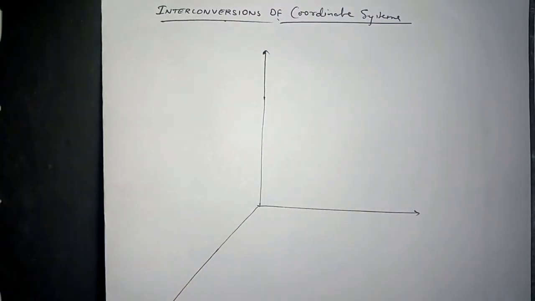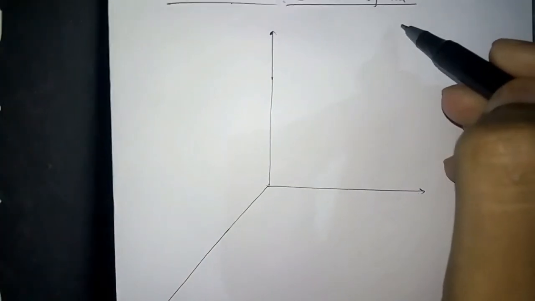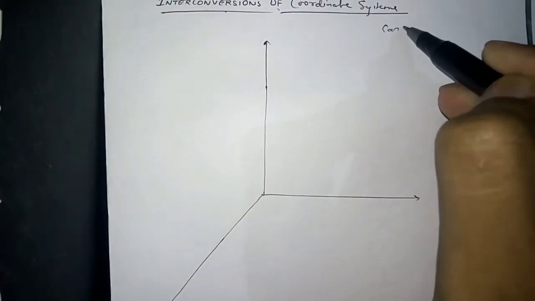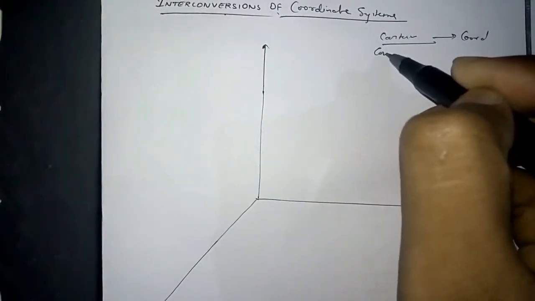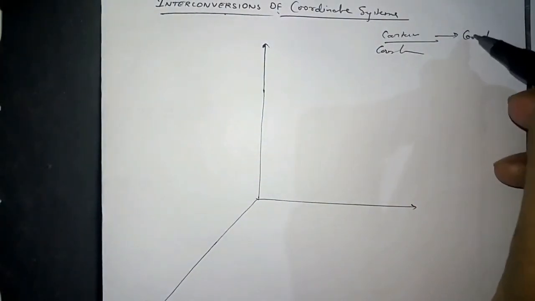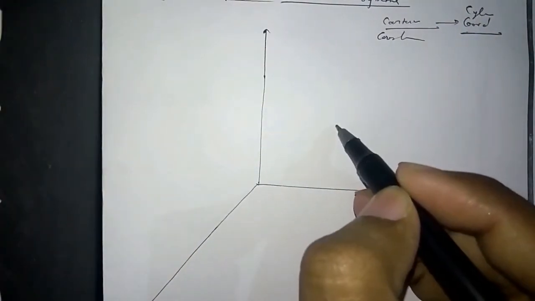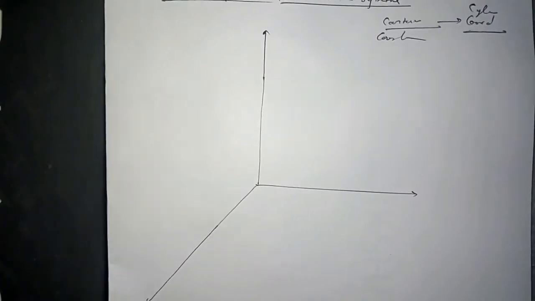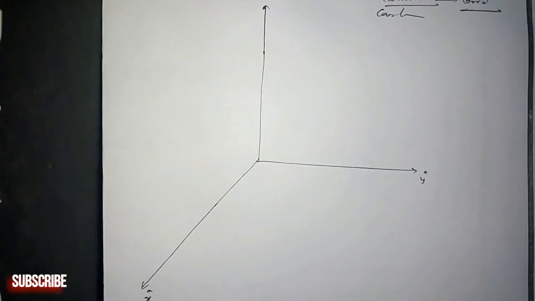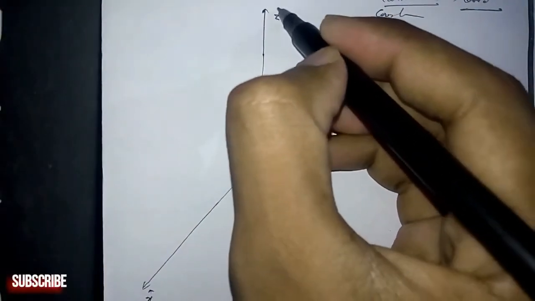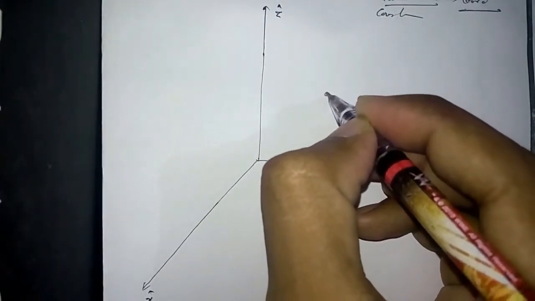Hindi: Inter conversion of coordinate systems. OK, so let's discuss the inter-conversion between Cartesian coordinate and cylindrical coordinate. So in cylindrical coordinate, let's say we have the Cartesian coordinate x, y and z. Let's say this is the point P.